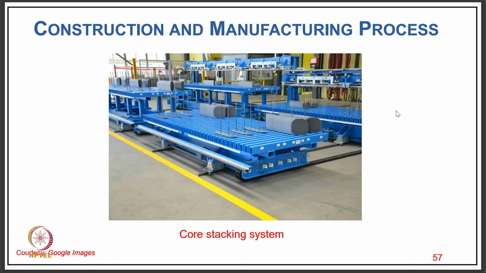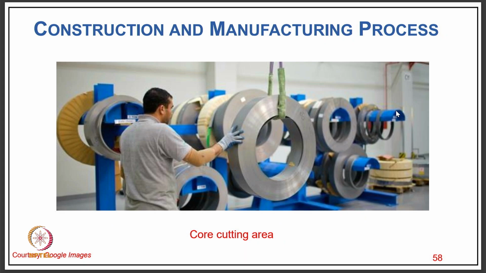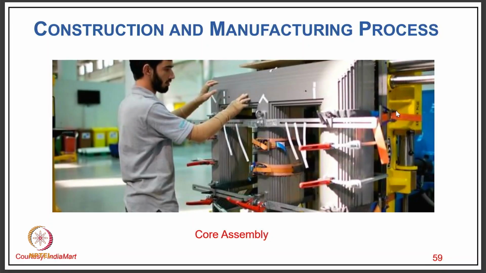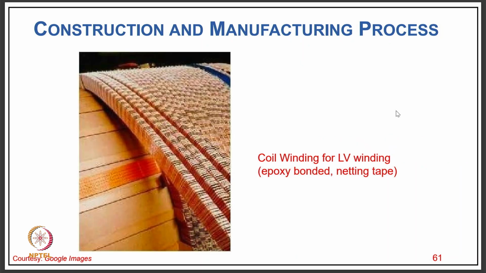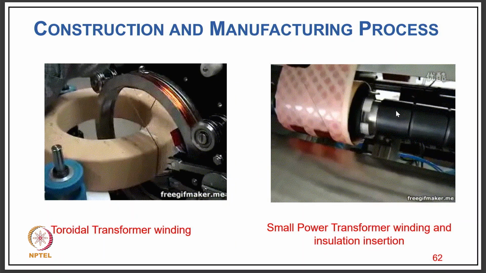These are the steps: how the core stacking system of the transformer works, then the core cutting area, then the core assembly, then the coil winding of the high voltage winding, like disc, inner and outer cross section, and the coil winding for the LV winding with the epoxy bonded and netting tape.